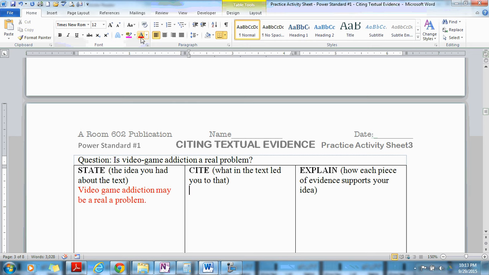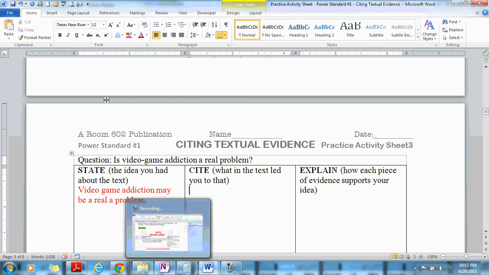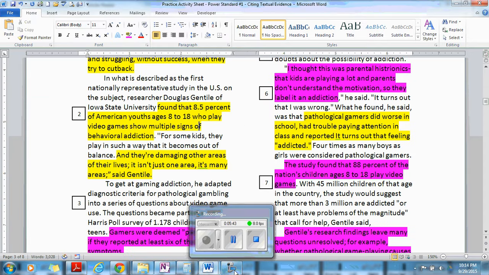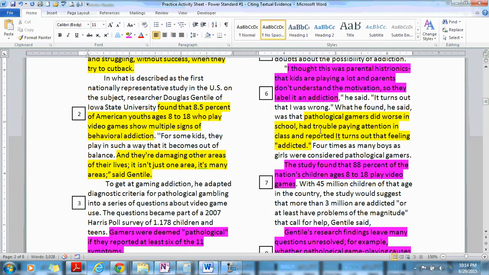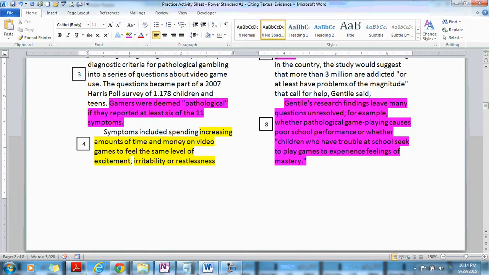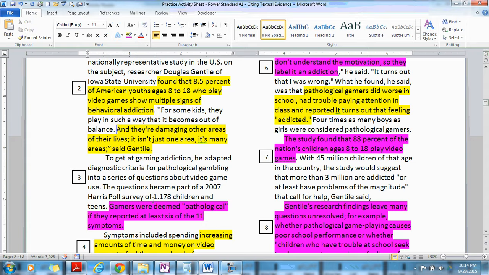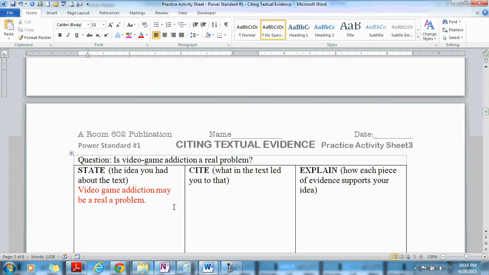The next thing I want to do is cite what in the text led me to that idea. Well, let's see. There's several things that I could look at. Here's what I'm going to choose. They're damaging other areas. Video games are damaging other areas of their lives. Not just one area, but many areas.